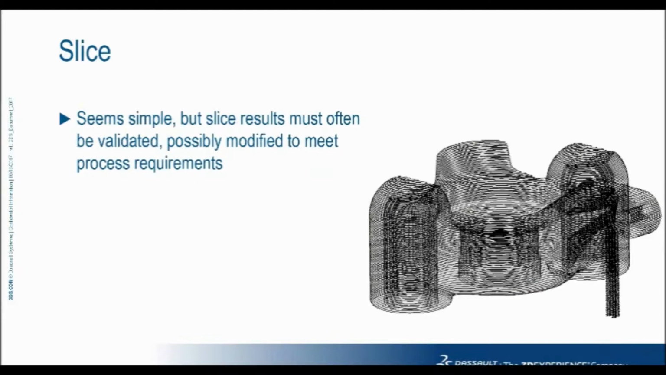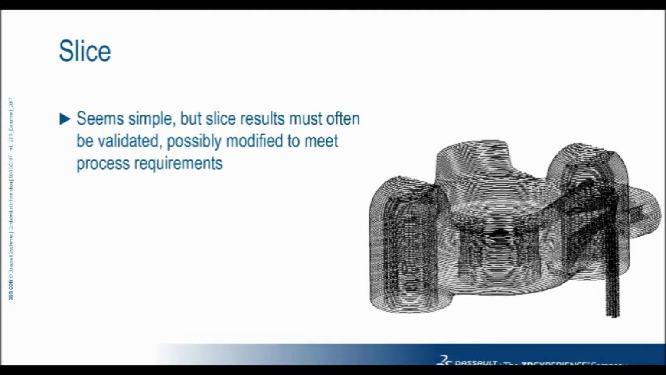Now finally, you've got all the geometry you think is ready to print, so it has to be sliced. Slicing seems pretty simple, but often the results have to be validated. They might need to be modified or healed if you find sections that are too thin, the wall thickness is too thin, or other things that are not compatible with the process that's going to be used in the printing.